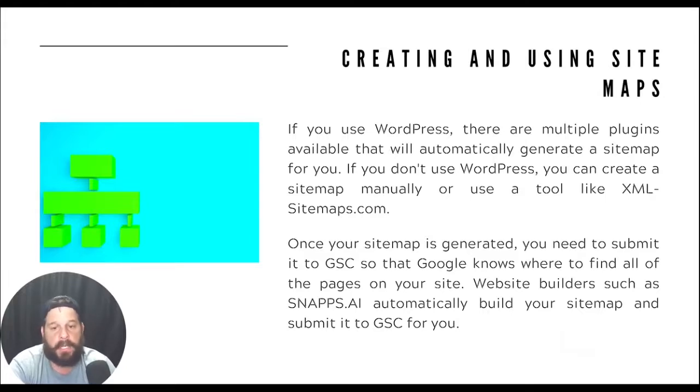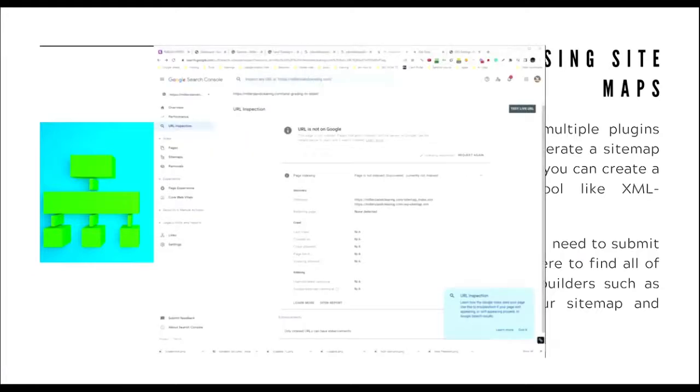Website builders such as Snaps automatically build your sitemaps for you and submit them to Google Search Console for you. So there are some benefits for sure for using a site like snaps.ai that builds your sites and indexes those for you. If you're wanting to go down that WordPress route, you're going to have to do some of this stuff yourself. And so we're going to talk about that, and I'll show you how to do that.